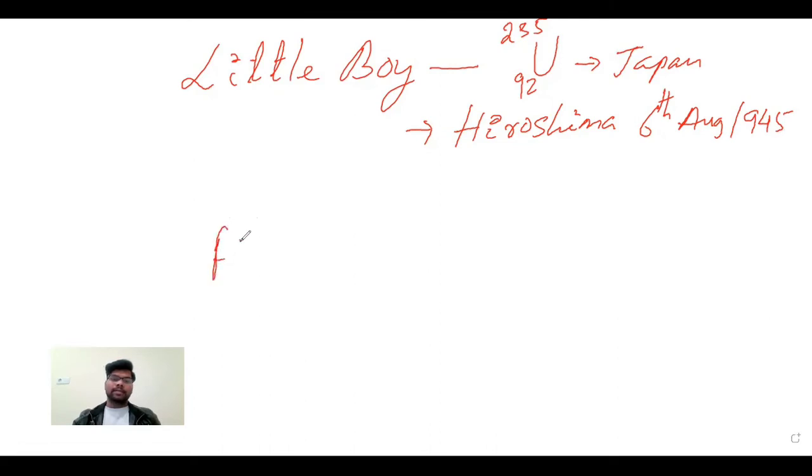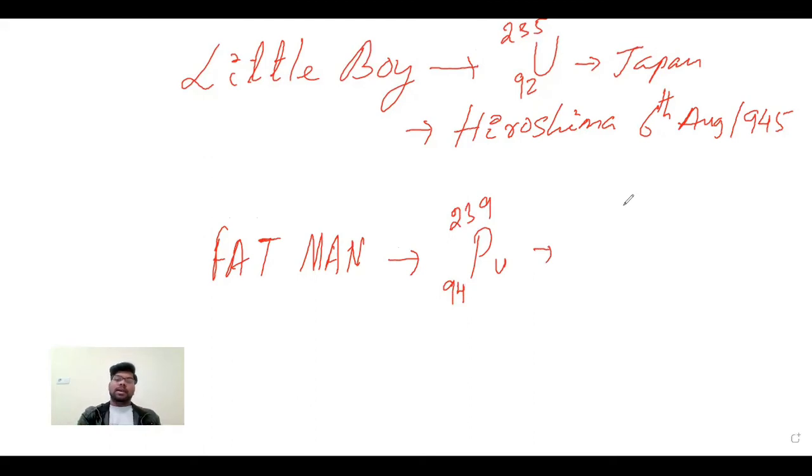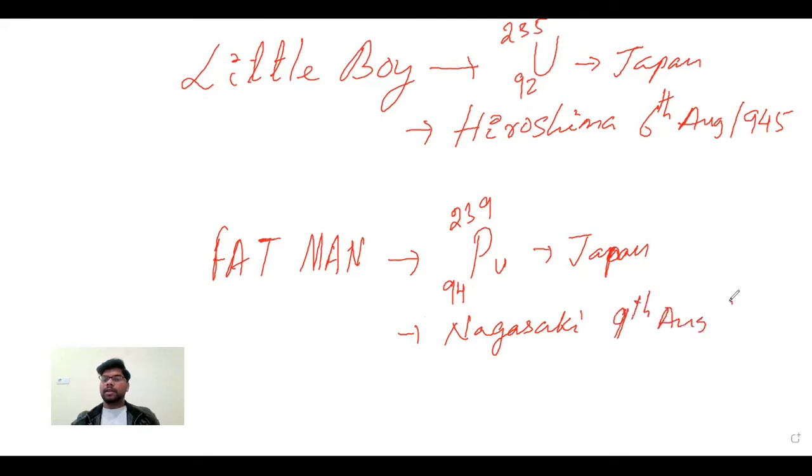And the Fat Man. Which element was used for the Fat Man? Plutonium, atomic number 94, plutonium 239. Clear? The same country, Japan, and it was dropped by America, the US. So in the same Japan, but in a different city. Which city? Nagasaki. After just 3 days of the first atom bomb, so it was 9th August 1945.